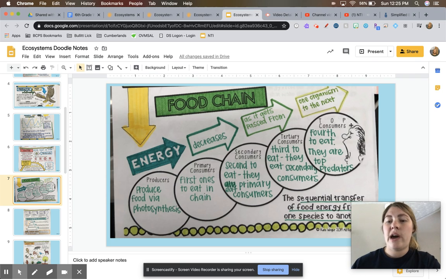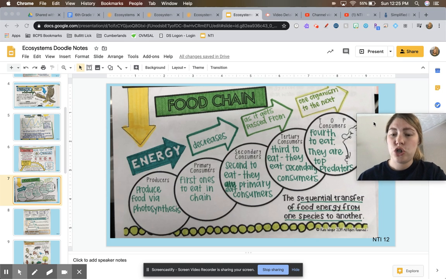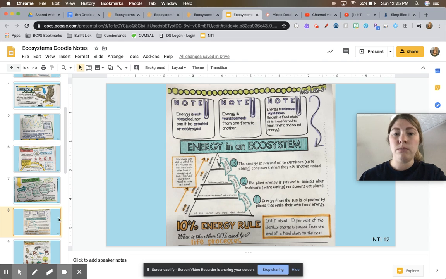And then you have your top consumers, so they're the fourth to eat. They're also the top predators. So if we're considering humans in the ecosystem food chain, we are always going to be top consumers. And also, it is the sequential transfer of food energy from one species to another. And then tomorrow... Oh, no, we need this one too.